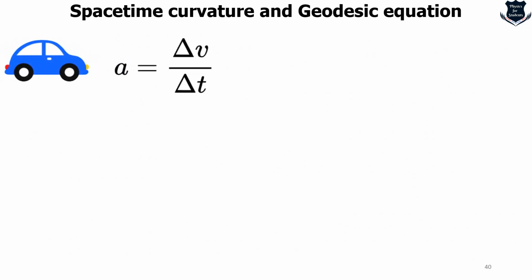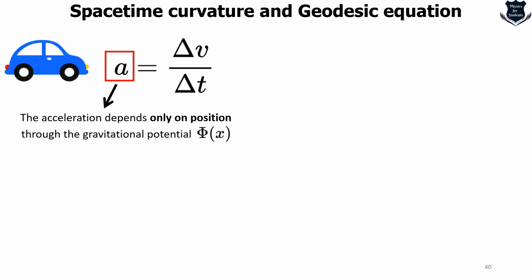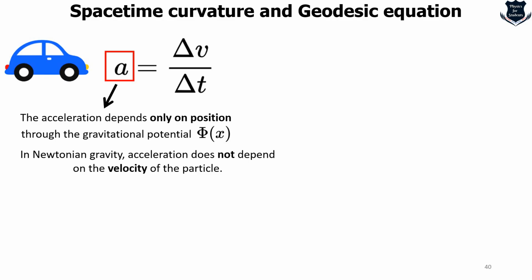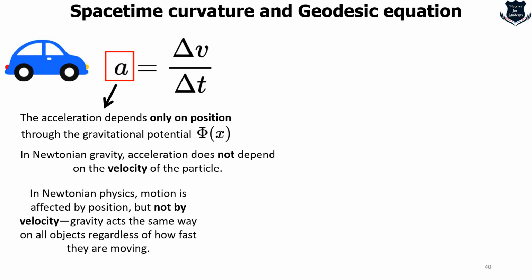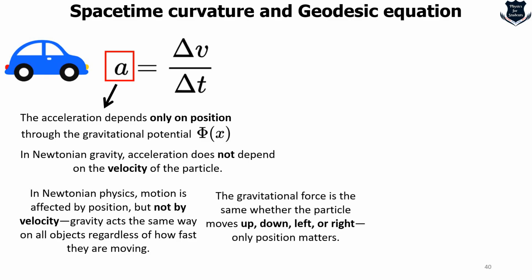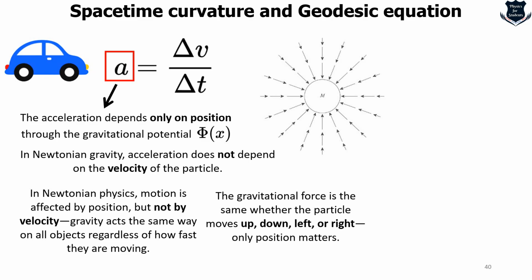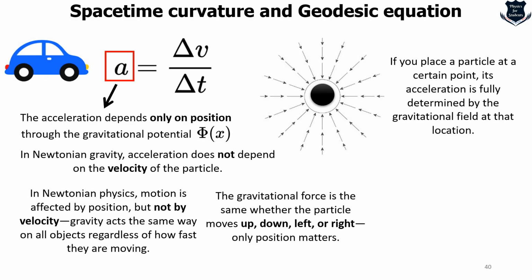So if I take the Newtonian acceleration, which is change in velocity by change in time, here remember that the acceleration A depends only on position. If you take the gravitational potential, there is no dependence on direction of motion. That is very important. That means that Newtonian gravity does not depend on the velocity of the particle. Gravity acts the same way. So if I take a gravitational force, for example, if I put a little mass over here, what you can see is that if you place a particle at a certain point, then its acceleration is fully determined only by the gravitational field at that location.